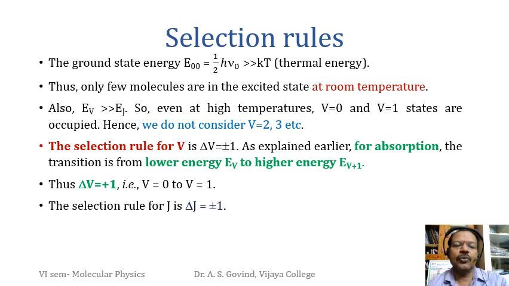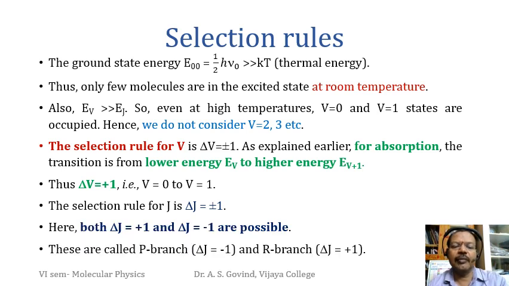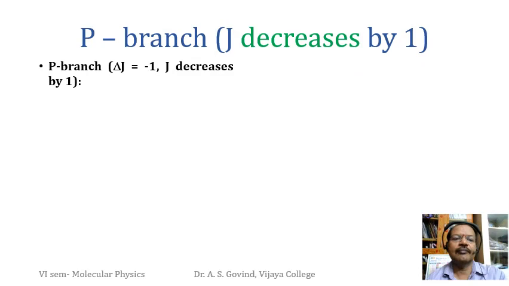And for selection rule, delta J is plus or minus 1. So observe that because the vibration levels are much higher and the J levels, that is rotation levels, are much smaller, both J plus 1 and minus 1 change are possible here. That's what we have to understand. So the J plus 1 and minus 1, they have names. The minus 1 is called P branch, plus 1 is called R branch. So how does it look when we write in the energy level diagram? We will see that in the next case.